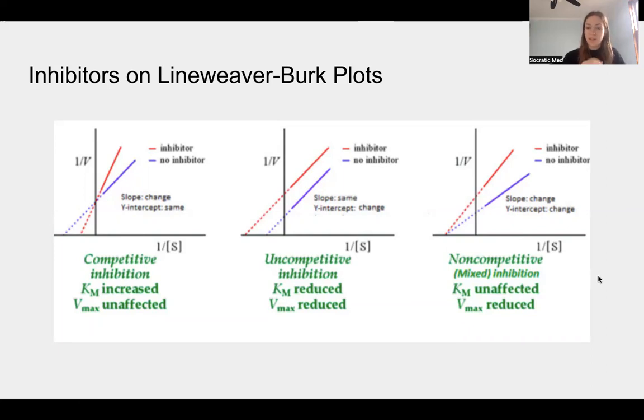So definitely do whatever you can to be familiar with this. This is a pretty high yield topic, I would say, for biochem on the MCAT. So yeah, definitely be familiar with the different types of inhibition, what they look like on these two types of plots, and then how Km and Vmax are impacted.